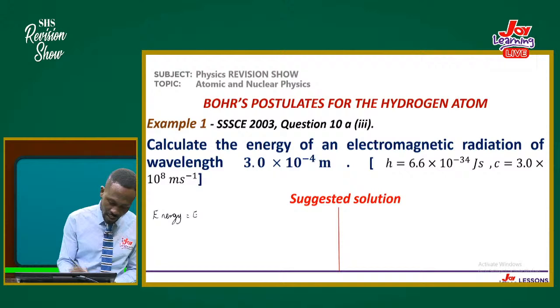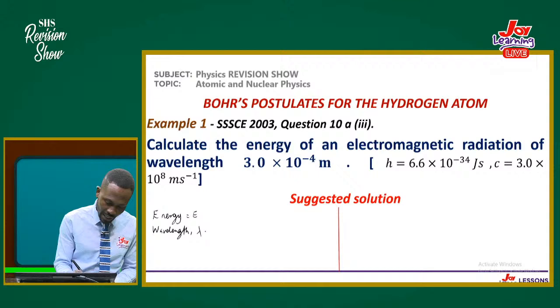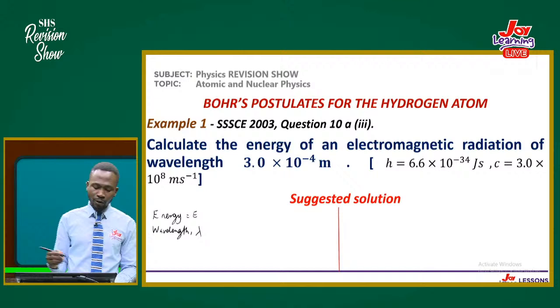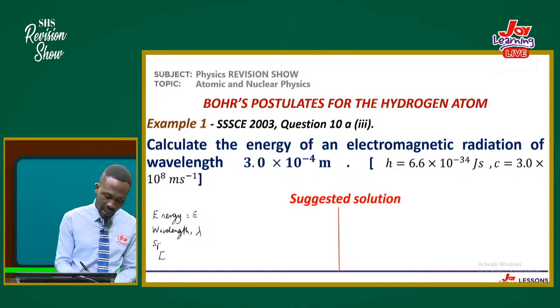Now, what have we been given? We'll be given the wavelength. So the wavelength lambda has been given in the question. The value is there. What do we need? From the formula, it says E. We also be given C. So let's say speed of light, or speed of the radiation in air is C. So E is equal to HC on lambda. That's very simple. And that's what we want.